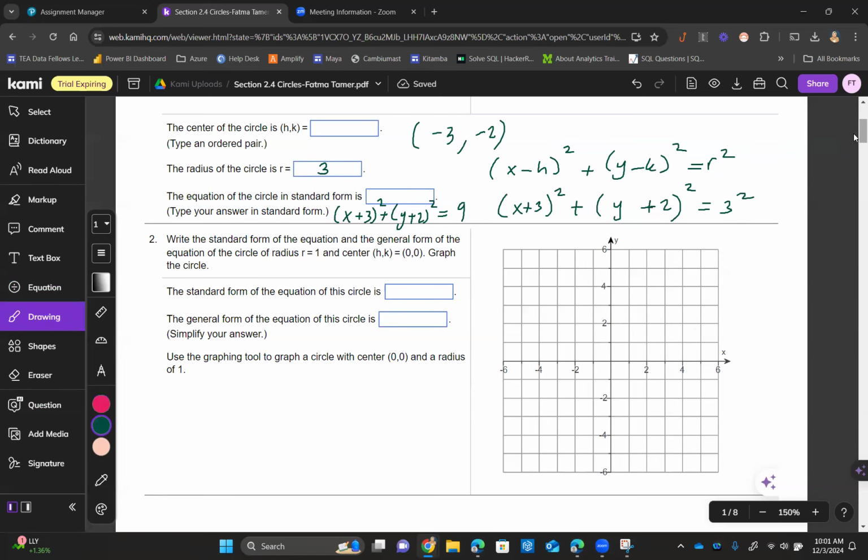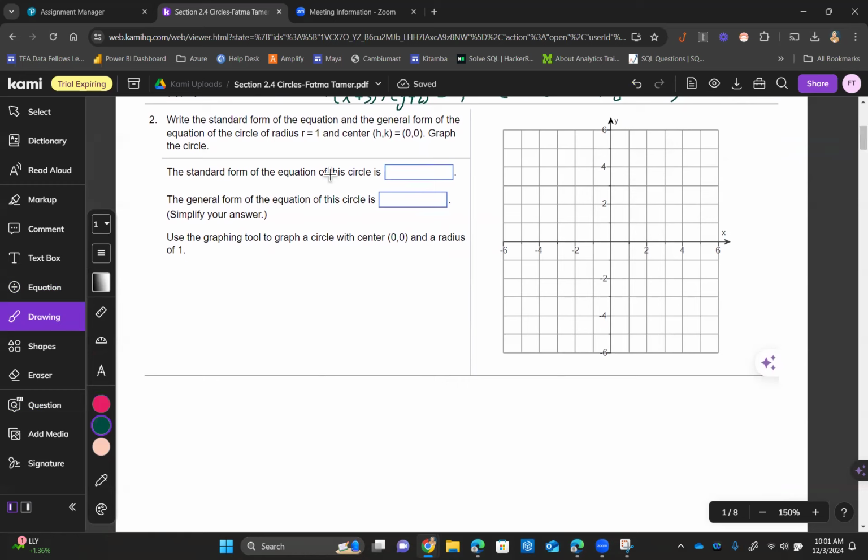For question 2, write the standard form of the equation and the general form of the equation of the circle whose radius is 1 and center is at 0, 0.